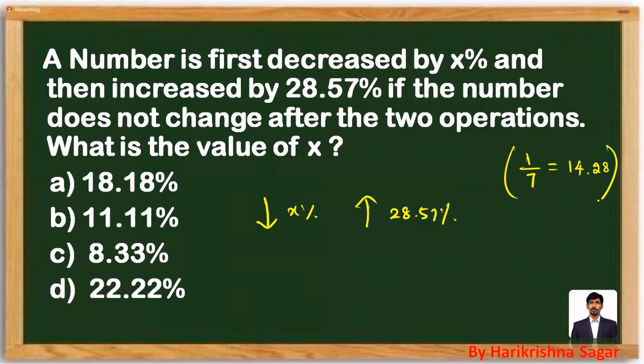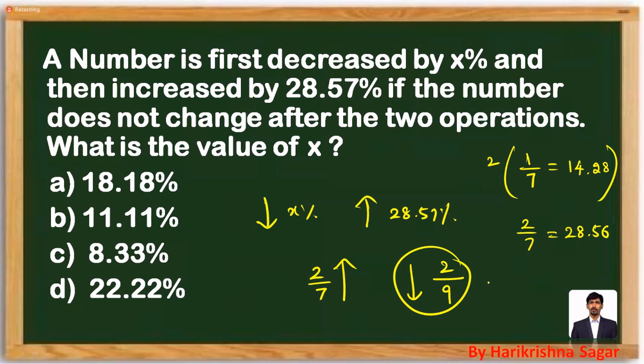That means if you multiply everything with 2, then we can write 2 by 7 will be equal to 28.56. Actually 28.56 keeps going, so that's why they terminated it as 28.57. So that means 2 by 7 is an increase. What is a decrease? 7 is increased by 2. New base is 9, 7 plus 2, 9. 2 will be as it is. 2 by 9 is a decrease.